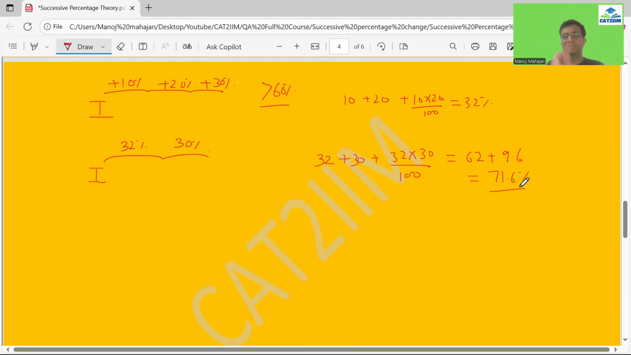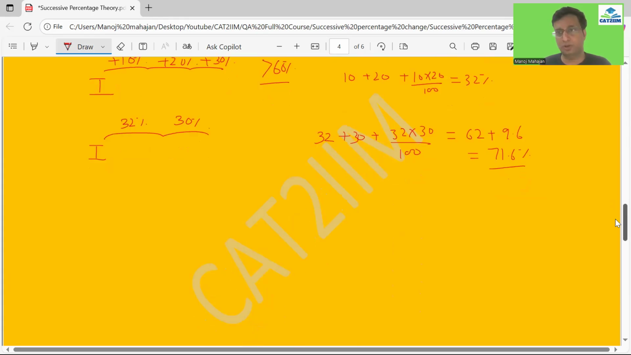So one use of the successive formula we have seen is when you have more than two changes. We can use that same formula, A plus B plus AB by 100. Now I wanted to show you that you can also use the successive formula when there is a quantity which is a product of two or three quantities.